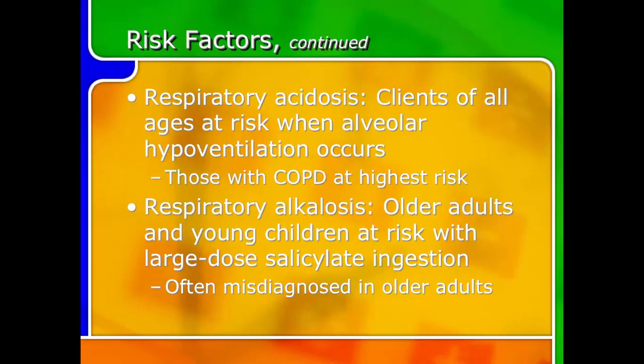Respiratory acidosis. Clients of all ages are at risk when alveolar hypoventilation occurs. Those with COPD are going to be at greater risk for chronic respiratory acidosis. Respiratory alkalosis. Your older adults and younger children are at risk with large doses of salicylate ingestion, which is aspirin. It is often misdiagnosed in older adults because its early symptoms, hyperventilation and altered mental status, are attributed to other disease processes.